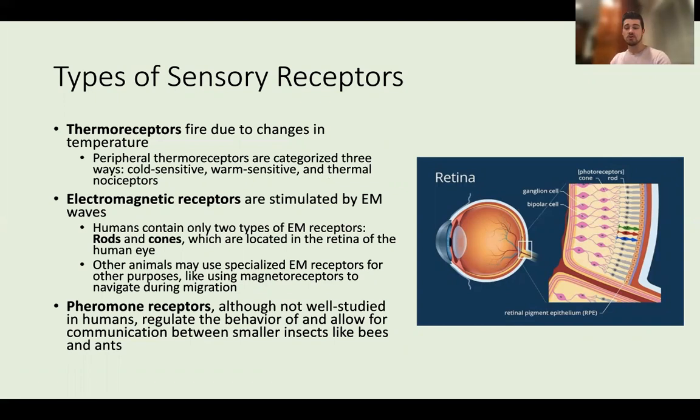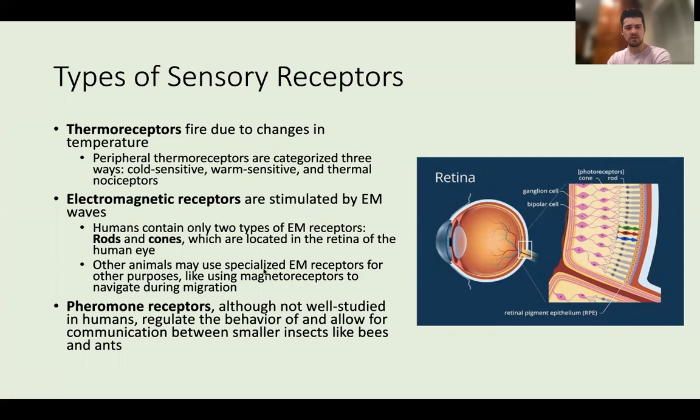Other animals may use specialized EM receptors for other purposes, like using magnetoreceptors to navigate. You can use the Earth's natural magnetic field. I know some birds use that to navigate during migration. Bees also have EM receptors for infrared, so they can see on a wider spectrum than humans can as well. So different animals have different EM receptors that they use for different reasons.